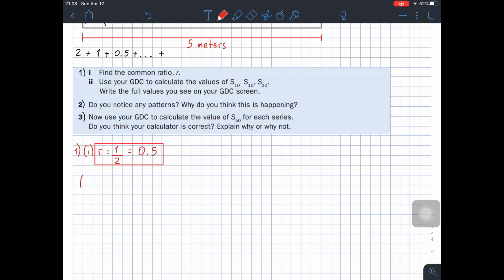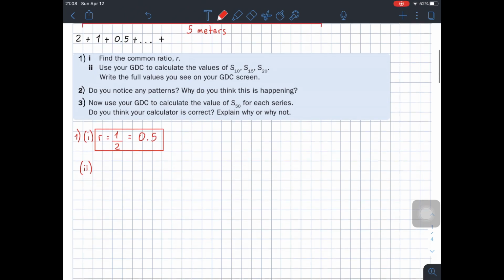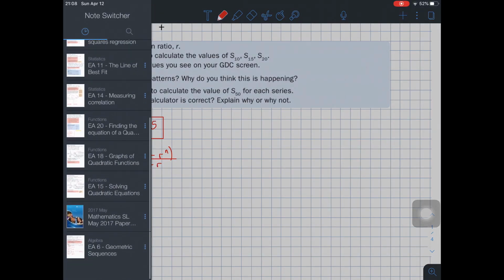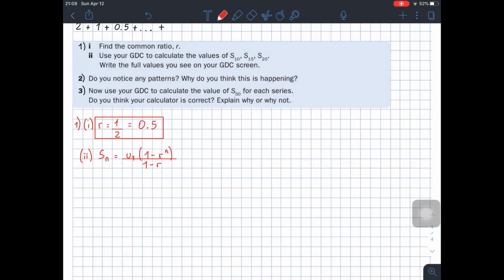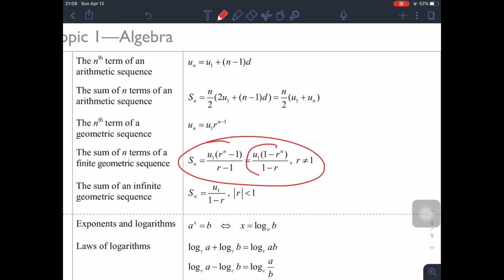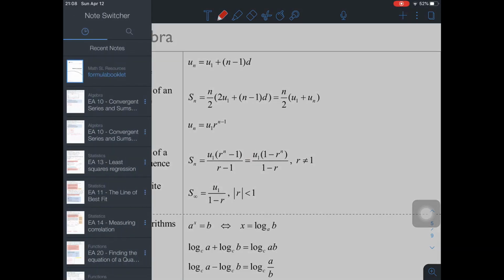Then for part 2, it says, use your GDC to calculate the values of S of 10, S of 15, and S of 20. If you remember from our formula booklet, the formula for the sum of geometric sequences is the following: U1 times R to the power of n minus 1, or we could use the other one since R is less than 1. This would be U1 times 1 minus R to the power of n, divided by 1 minus R. If we go to the formula booklet, this is the formula we're applying. So that's the formula for the sum.